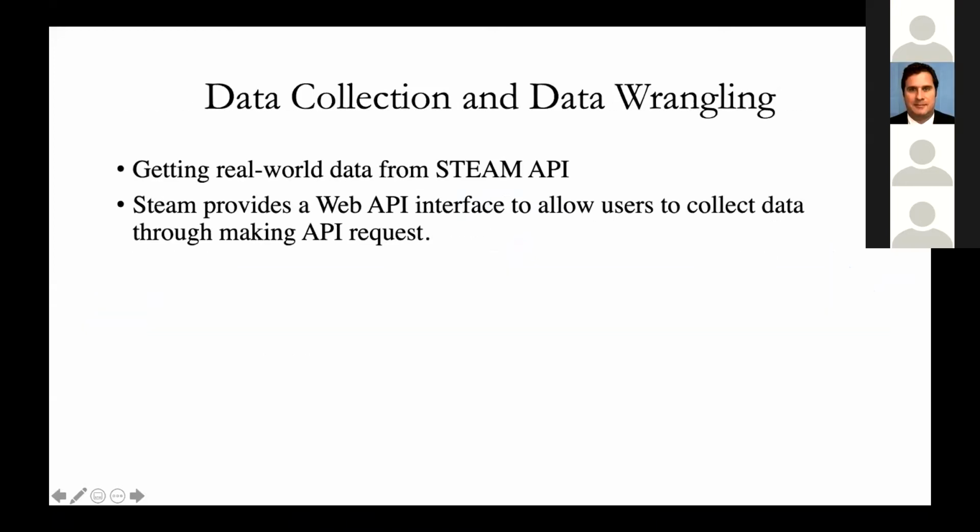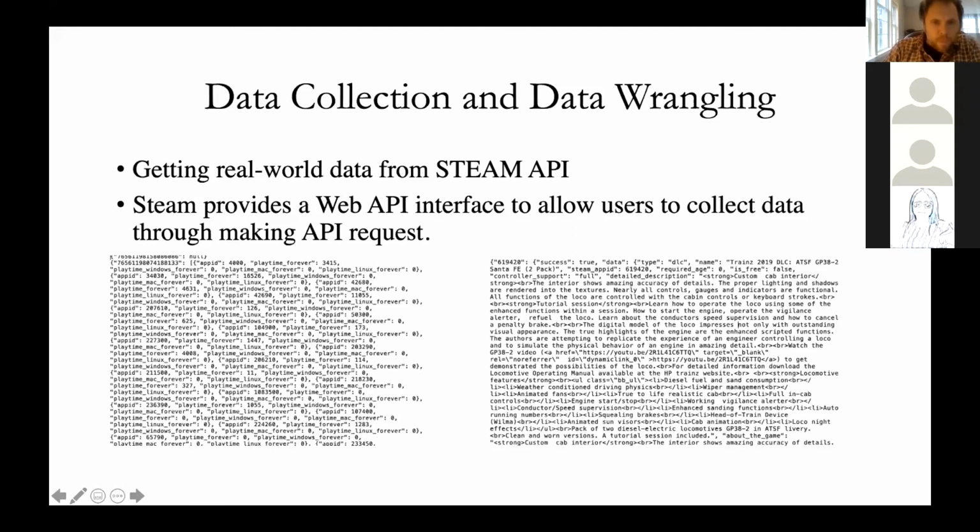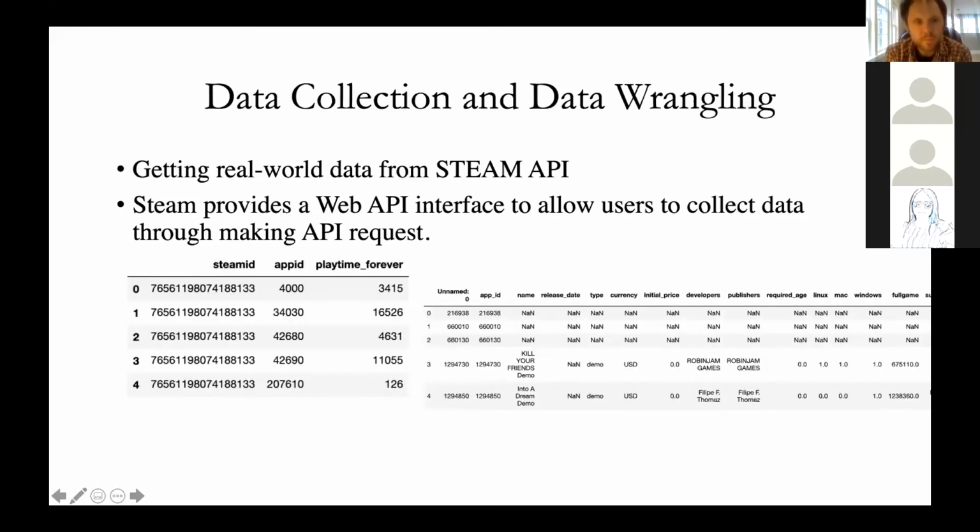So where is the data from? Simply speaking, I got real-world data from the Steam API using the Python library requests. Steam provides an API interface that allows users to collect data by making API requests. This is what we got. The data looks messy, and after we manipulate it, it looks like this. We transform it into a data frame for the following process, including storing it in a MySQL database and modeling.